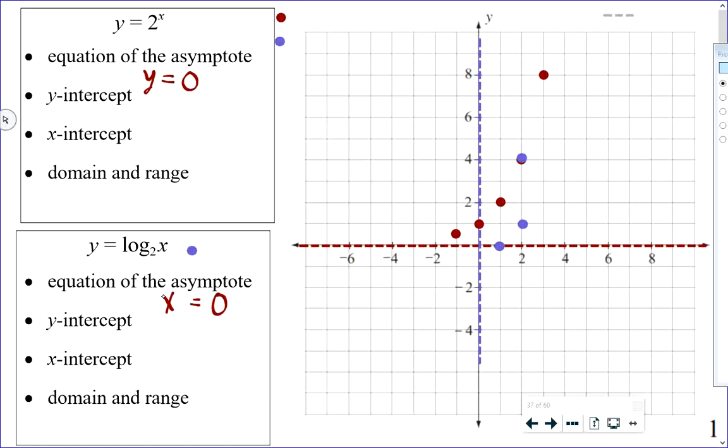(2, 4) is going to become (4, 2). (3, 8) is going to become (8, 3). (-1, 1/2) will become (1/2, -1). And I think you're starting to see here how these are visually the inverses of each other because they have to be reflections in the line y equals x.